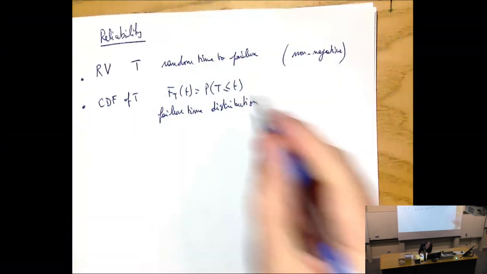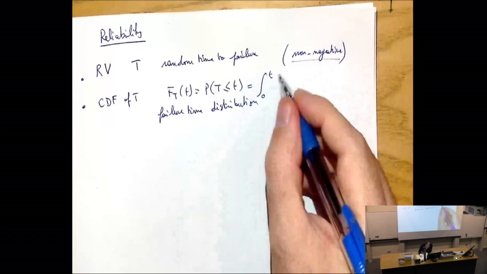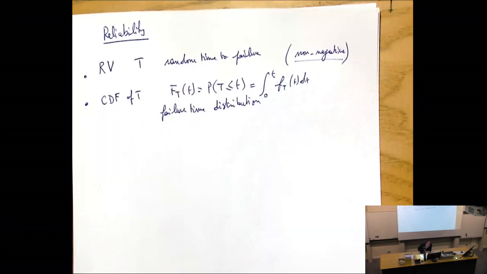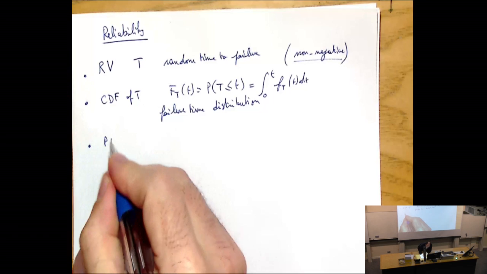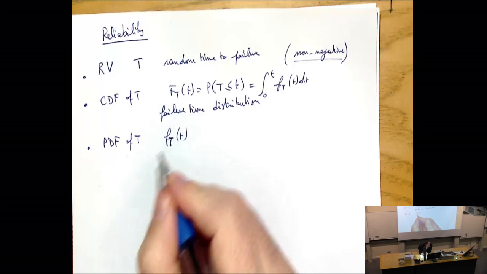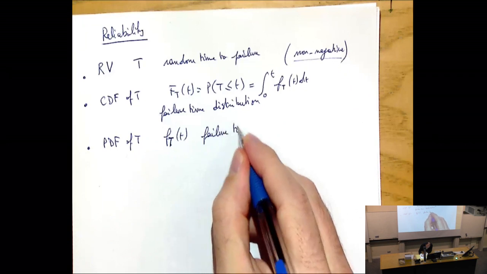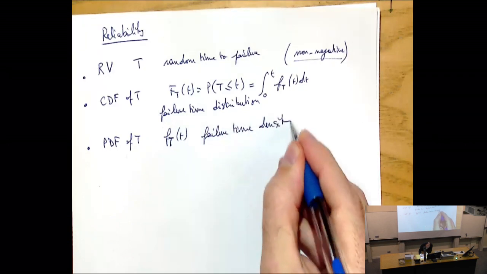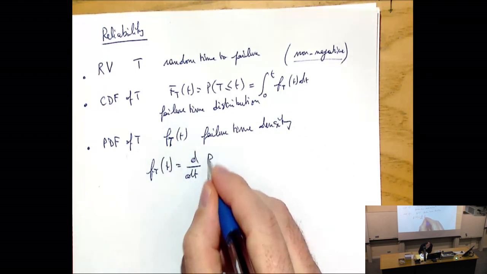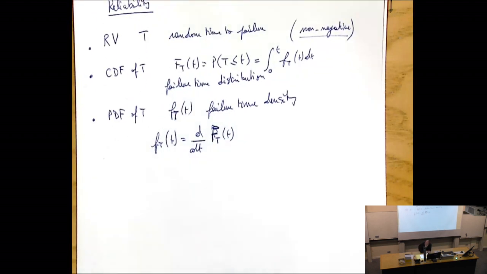Then how can we define this? This is going to be an integral between 0 and t, between 0 because it's non-negative, of a certain quantity right here, f(t). And what is f(t) is essentially the PDF of T that, again, in this context of reliability, is called the failure time density. And so the failure time density can be written as the derivative of the failure time distribution, right? The derivative of its CDF.